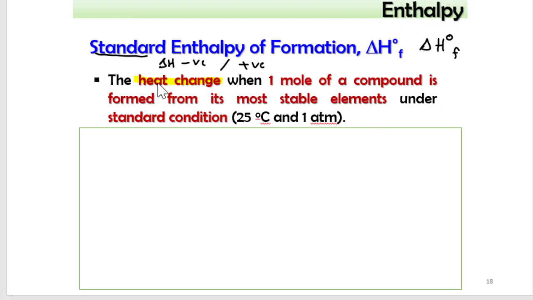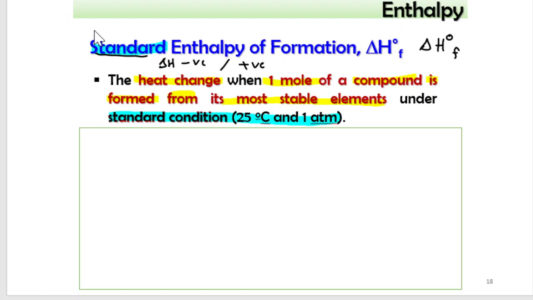Okay, it is the heat change when 1 mole of your compound is formed. Okay, kena faham betul-betul. 1 mole of your compound is formed maksudnya produk tu mesti 1 mole from its most stable elements under standard condition. Okay, under standard condition ni maksudnya kena tulis lah, if it is at standard condition.